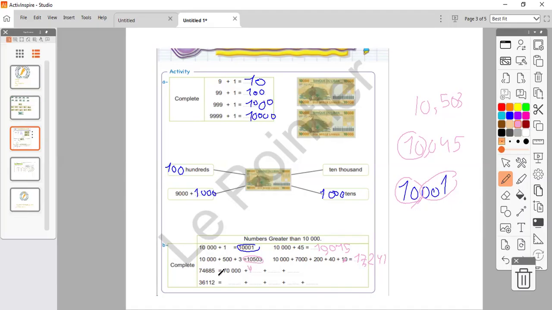Let's count how many digits we have after 4. 1, 2, 3. So we have to put 3 zeros. Now it's the turn of 6. How many digits do we have after 6? We have 2. So we should just put 2 zeros.